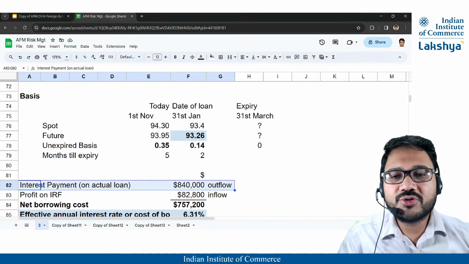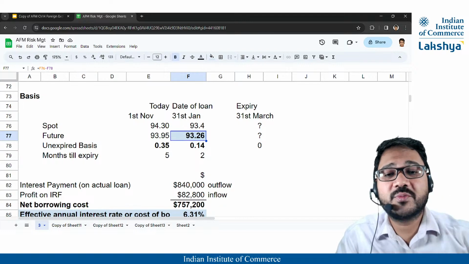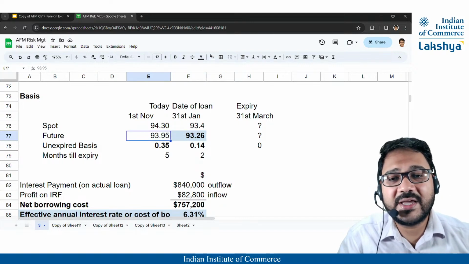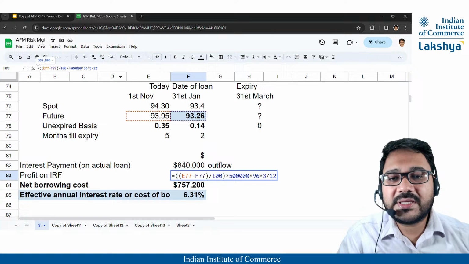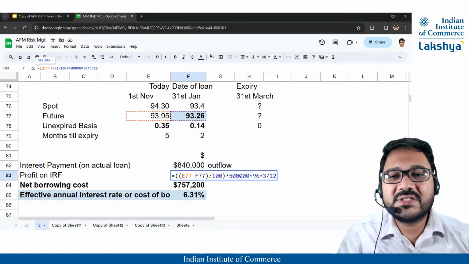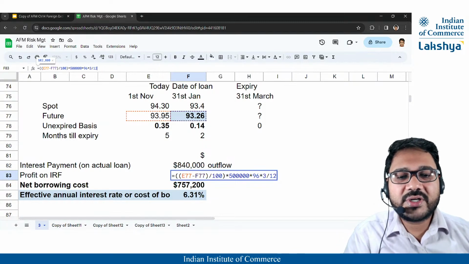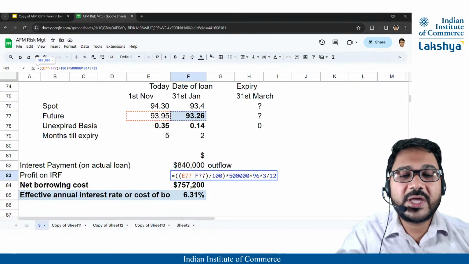Now, if you see, you sold at 93.95, you have to buy to close your position. You will have to buy at 93.26. That means you are selling high, buying low, which means you are making a profit. Okay, so what is the profit you are making? That is 93.95, that is E77, minus 93.26, that is F77, divided by 100. Why divided by 100? Because these are in basis points. Okay, so you are converting it into a percentage, therefore you divide it by 100 into the underlying. The underlying is $500,000, into how many such contracts? 96 into 3 by 12.